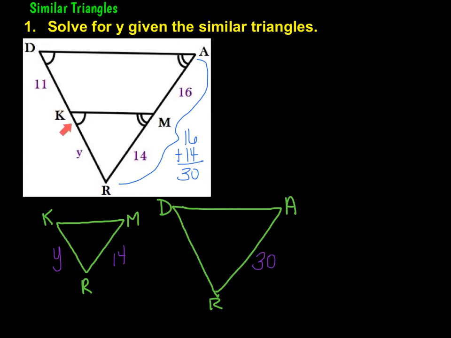Okay, now let's look at side DR. Well, DR is not 11, and it's not y. It's the sum of these two. So these two would be y plus 11. Now I can't combine those and get 11y. That's multiplying. They're not like terms, so we're going to have to keep them separate. So we're going to put over here y plus 11.